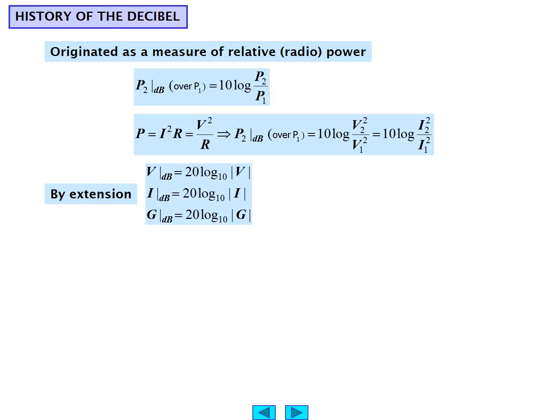However, those square terms can actually be brought outside of the logarithm and multiply the cofactor 10 by 2, and that's how we get V in dB is 20 log to the base 10 of the magnitude of V. I in dB is 20 log of the magnitude of I, and G in dB would be 20 log of the magnitude of the gain G. Later on, when you study communications, you'll find that the actual definition is 10 log, because in communications we use power in watts and not voltages or currents.